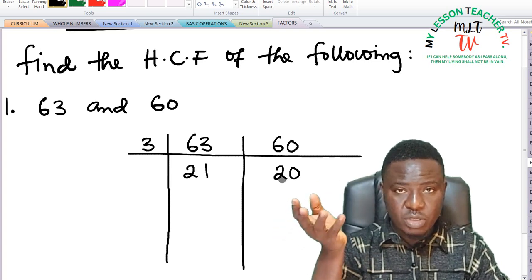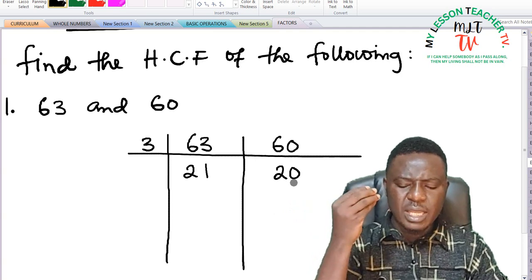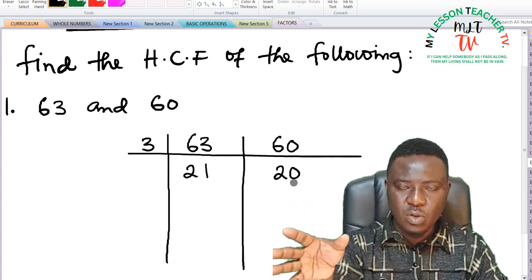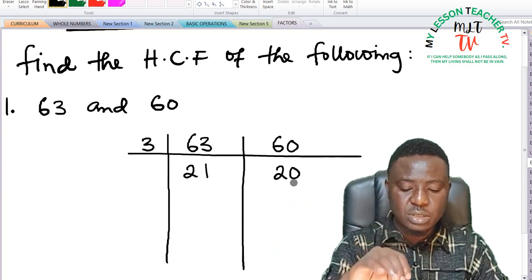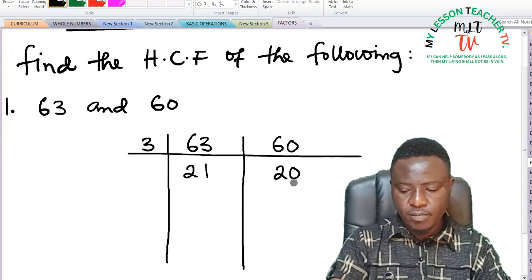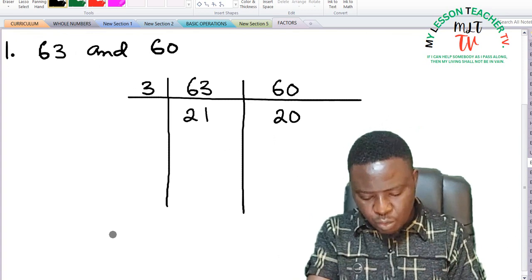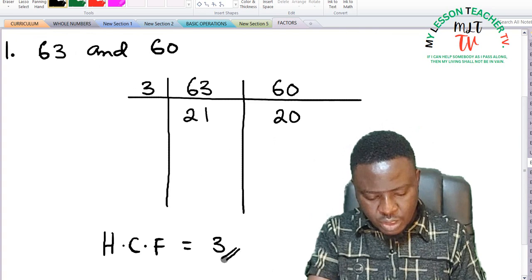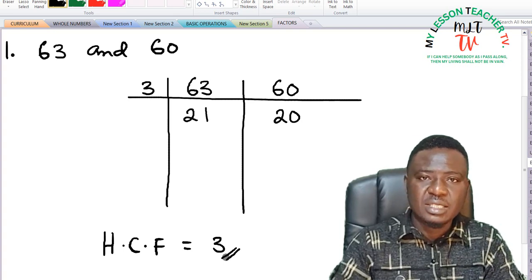7 cannot go, because 7 can divide 21 but cannot divide 20. So in this example, 3 is said to be the highest common factor, as no other factor of 63 and 60 can divide both numbers. So this is your highest common factor. So I'm going to stop at this point and say that my HCF is equal to 3, because 3 is the only factor, apart from 1, that can divide 63 and 60.